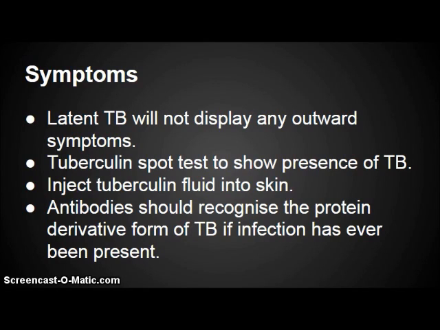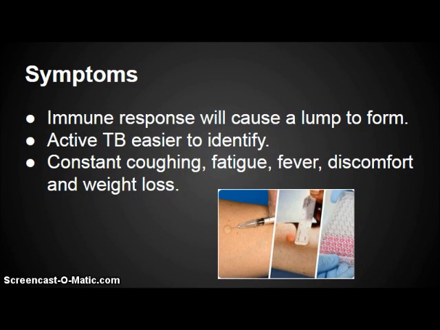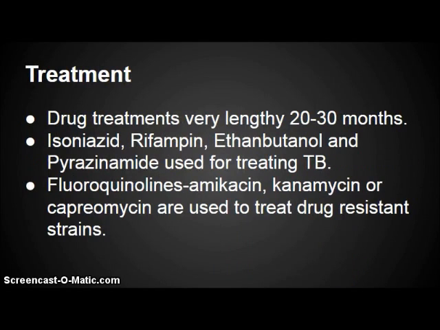People with active TB are easier to identify by constant coughing, possibly blood, fatigue, fever, discomfort, and unintentional weight loss. A spot test is also used. Once TB has been identified, treatment can begin. Drug treatments last a long period of time, typically 20 to 30 months, to ensure TB does not come back. Latent TB treatments last only about 9 months.